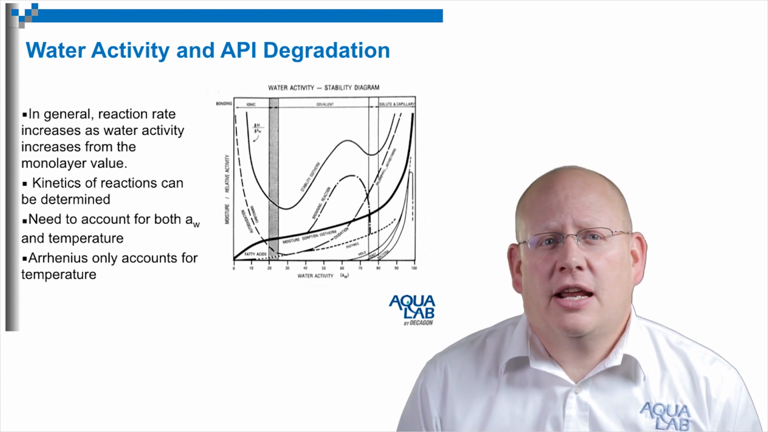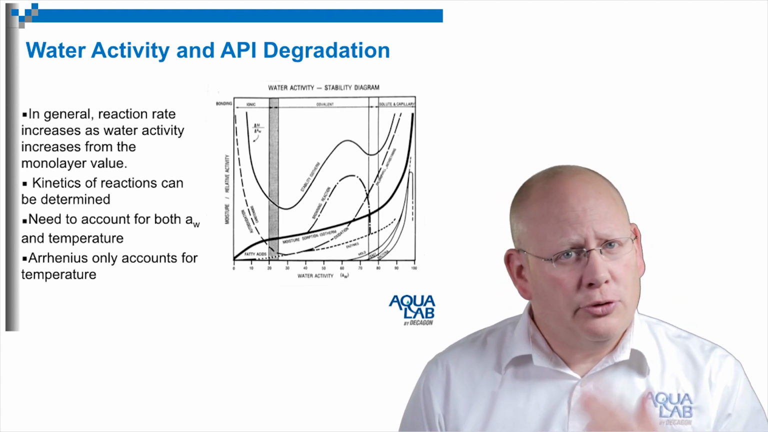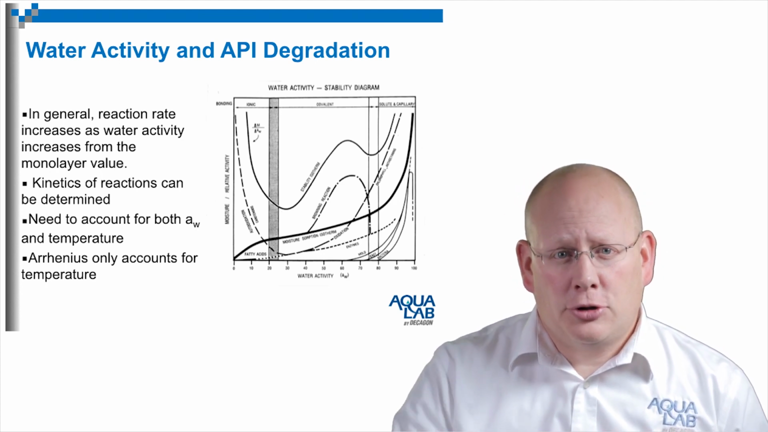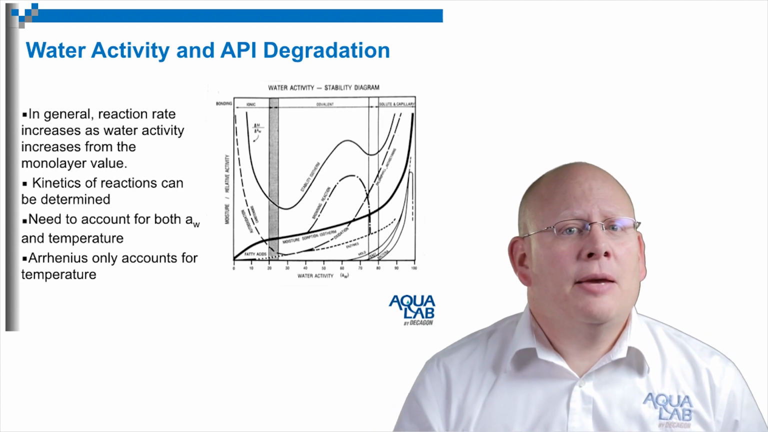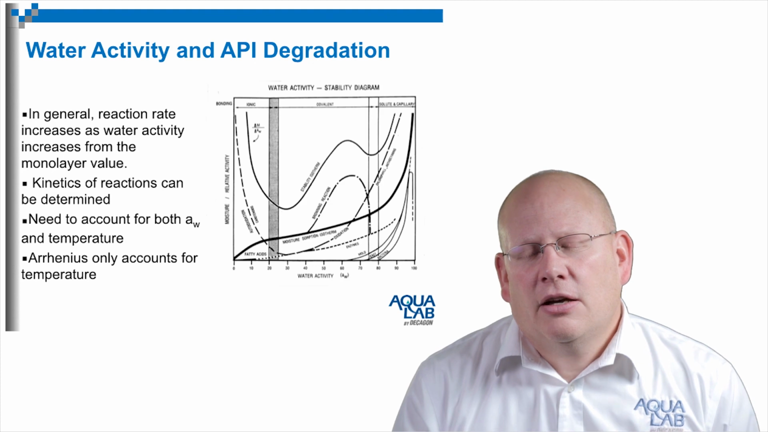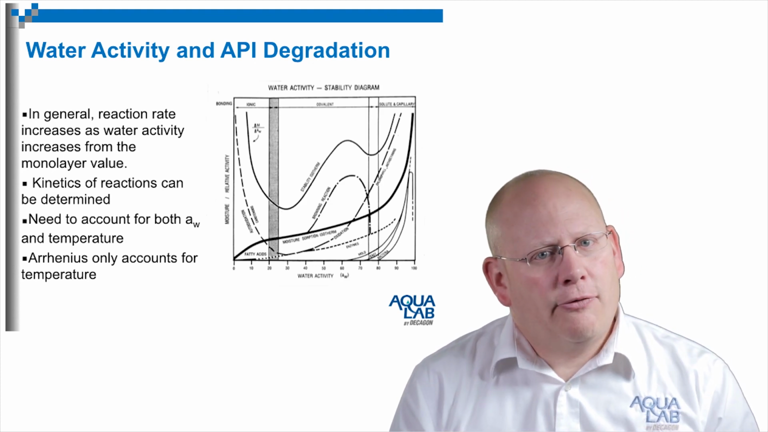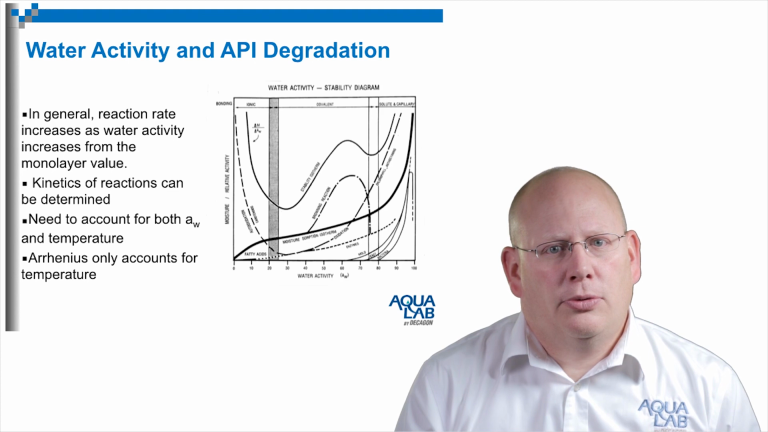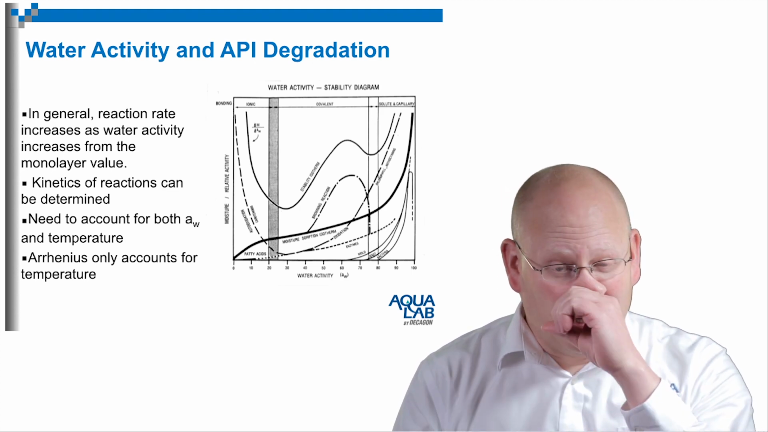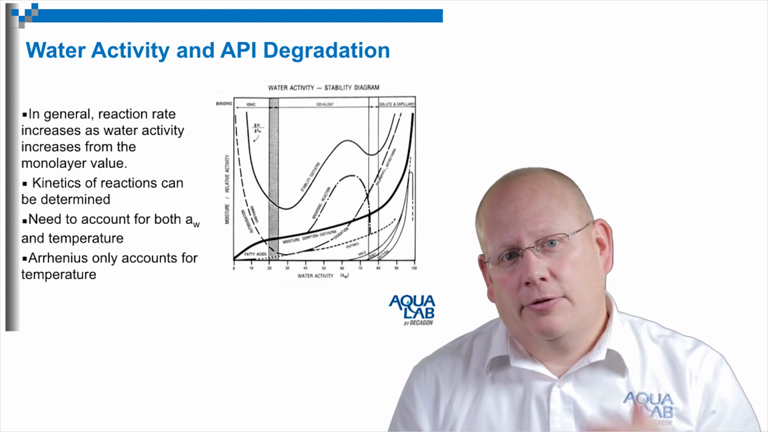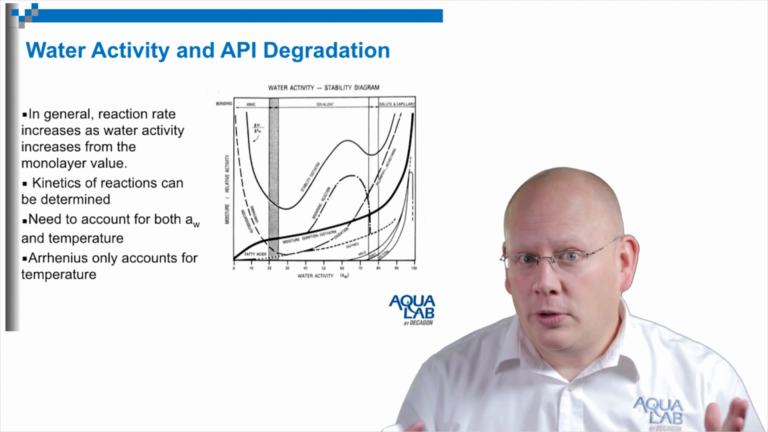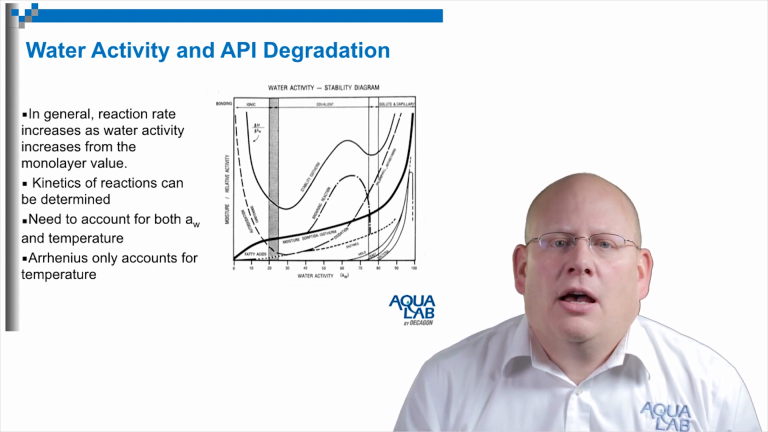because it will influence that rate. The kinetics of these reactions that influence this degradation can be determined and can be related to both water activity and temperature, but they both have to be accounted for. And typically when this is done through something like accelerated stability testing, often the mistake is to only account for the temperature effect, and that's typically done through an Arrhenius type of relationship where you model the effect of the temperature by collecting data at several different temperatures. But it's important to understand that both temperature and water activity have their own individual impacts on those reaction rates.